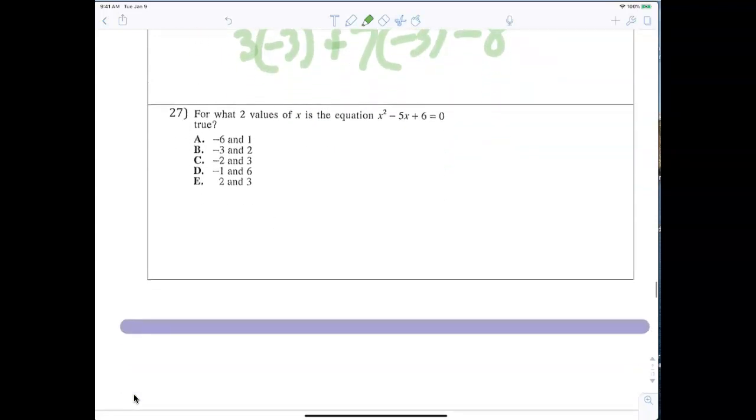All right, here we go. 27. Quickly, let's go. Now, again, I'm pretty happy with that. That's pretty straightforward. 2 and 3. Does everybody agree? Yes. Anybody need any help with 27? Hey, seriously. You have problems. Factor that properly.